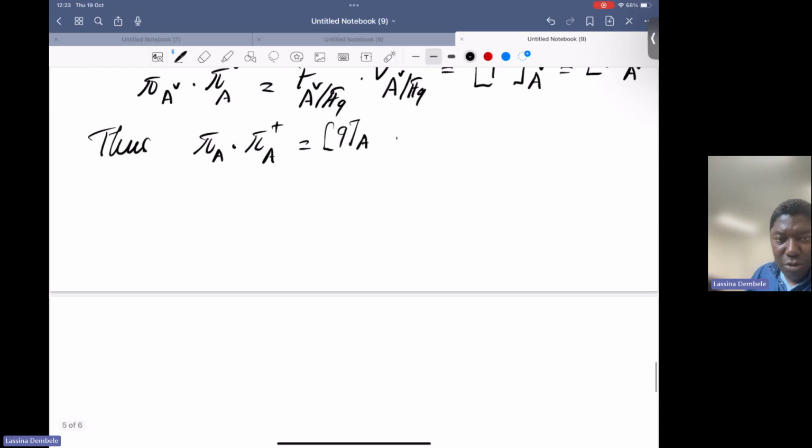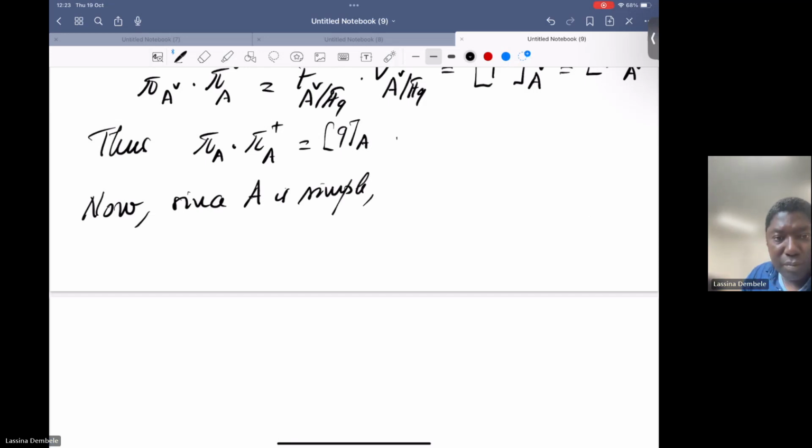Okay, now we are going to combine that with the fact that A is simple. Right, A is simple. This means that if we take the subring generated by the Frobenius in the endomorphism ring, this would be a number field.